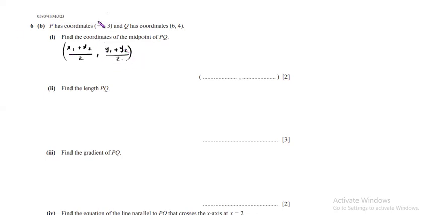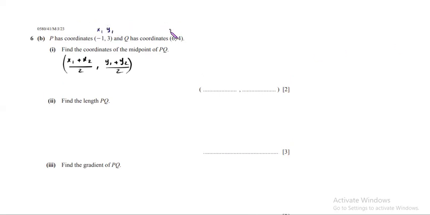y values. So I'm going to label the coordinates here as x1, y1, and then this coordinate I'm going to label as x2, y2. Now I'm going to substitute the values here. x1 is -1 plus 6, divided by 2. y1 is 3, y2 is 4, divided by 2.